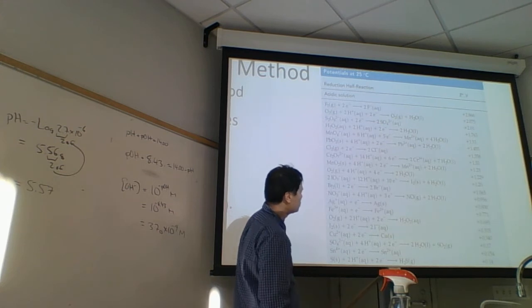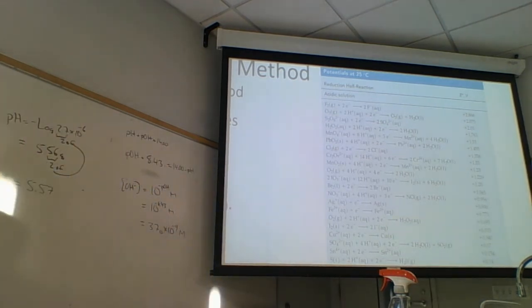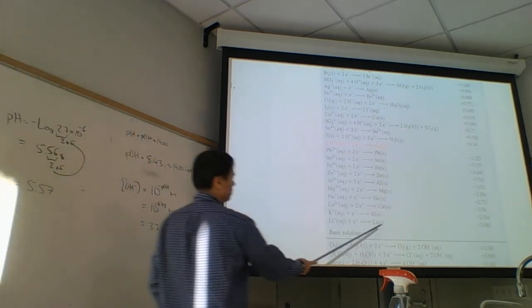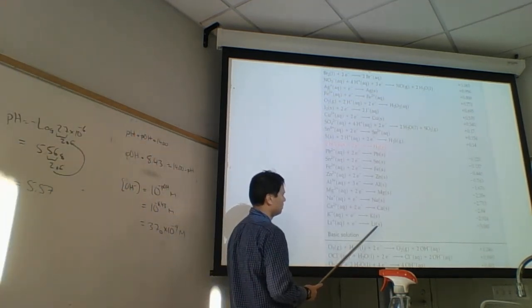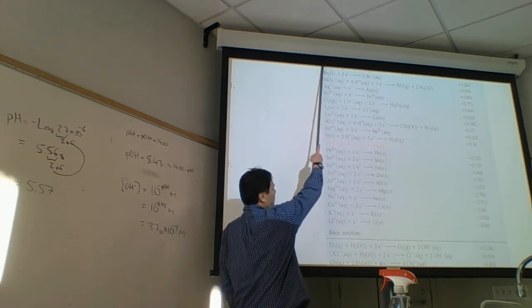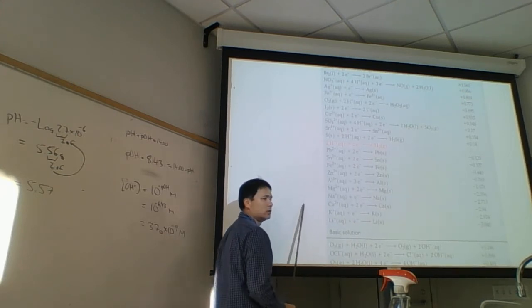Okay. The strongest reducer on the chart, there's a conjugate relationship here with oxidizers and reducers as well. The strongest reducer on the chart is lithium here. Okay, so the strongest oxidizer is fluorine. The strongest reducer is lithium. What is the weakest oxidizer on this chart?